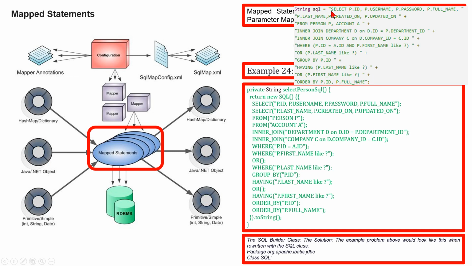For example, here is the solution. MyBatis 3 offers a convenient utility class to help with this problem. With the SQL class, you can simply create an instance that lets you call methods against it to build an SQL statement one step at a time. The example problem above would look like this when written with the SQL class. So what is so special about that example? Well, if you look closely, you don't have to worry about accidentally duplicating keywords.